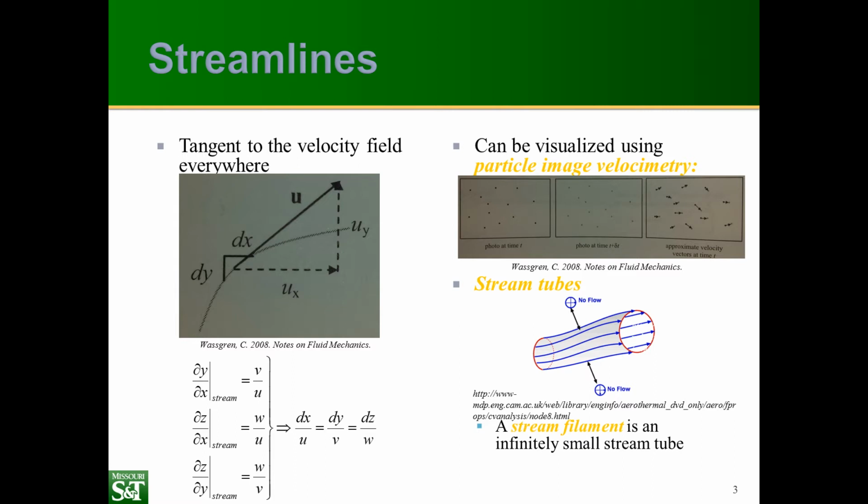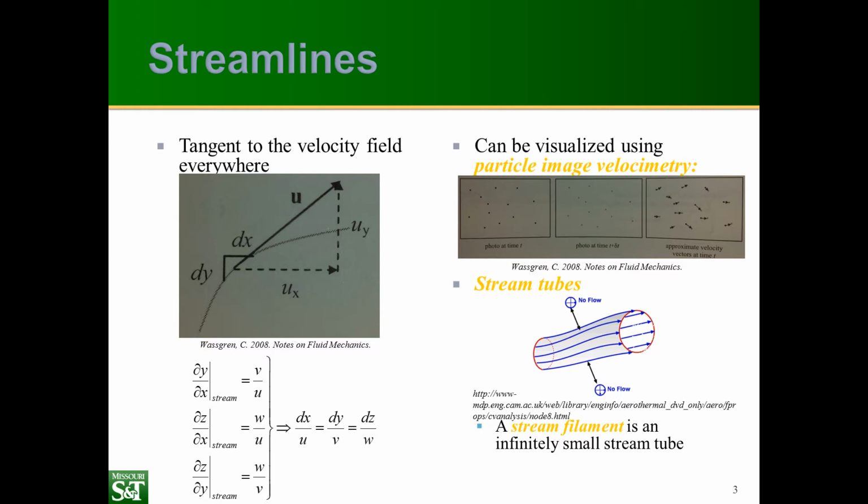And we can actually determine the equation of a streamline just from its definition. So we can look, dy/dx for a streamline is going to be the y velocity over the x velocity, v over u. And we can also get dz/dx and dz/dy. So we can come up with this equation where we have dx over u equals dy over v equals dz over w. And we can use this to solve for streamlines. And we'll do some examples of that in class.